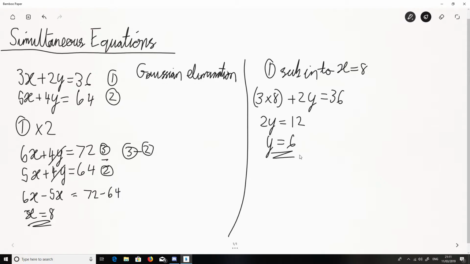And so that's it. That's all the Gaussian elimination method is. All you've got to do is cancel out one variable, solve for the remaining one, and then sub back in to get the one that you cancelled out in the first place.